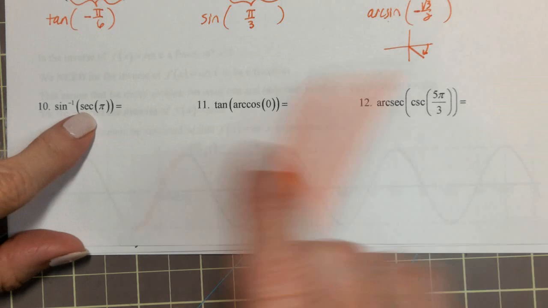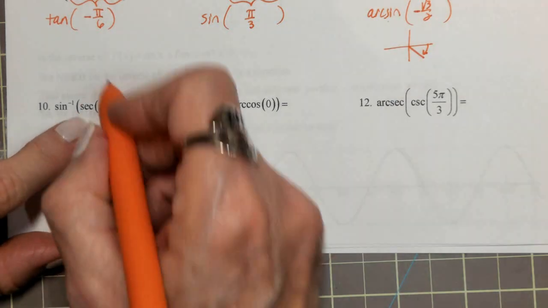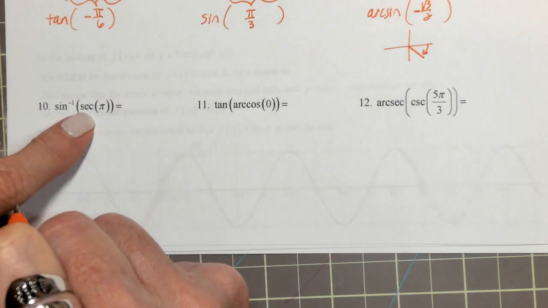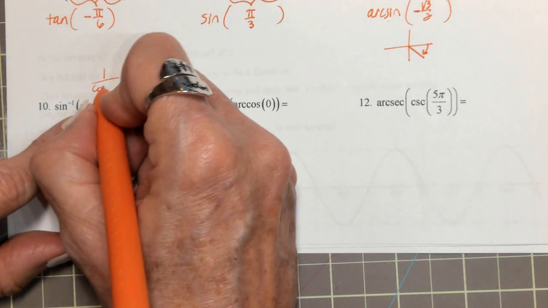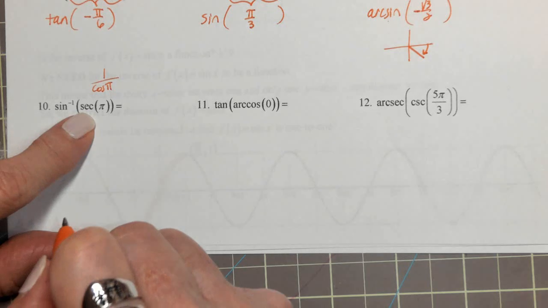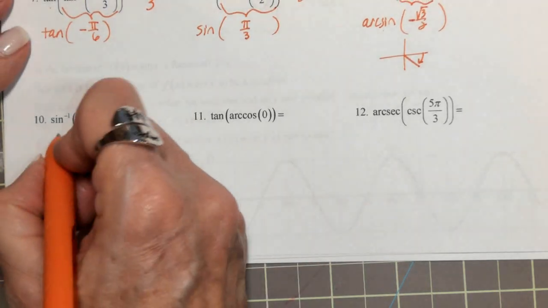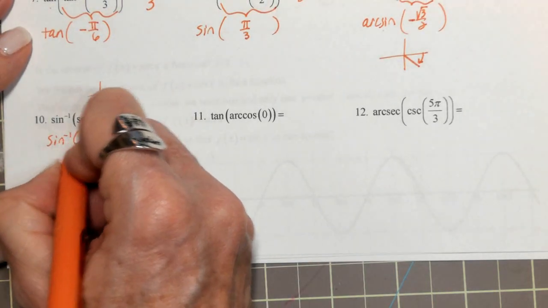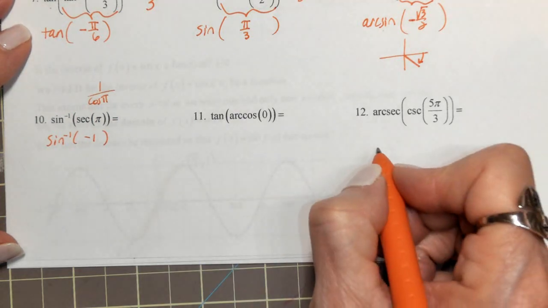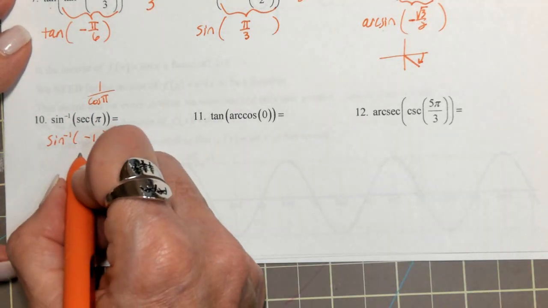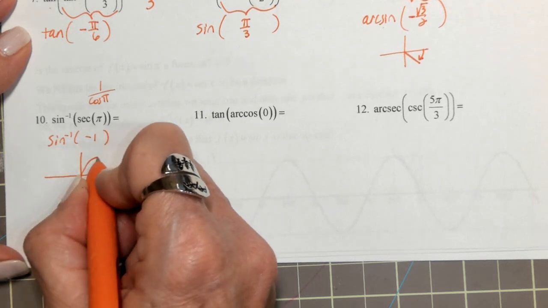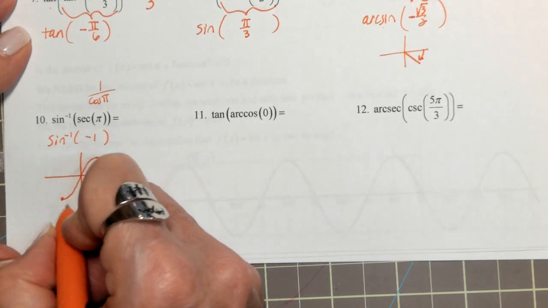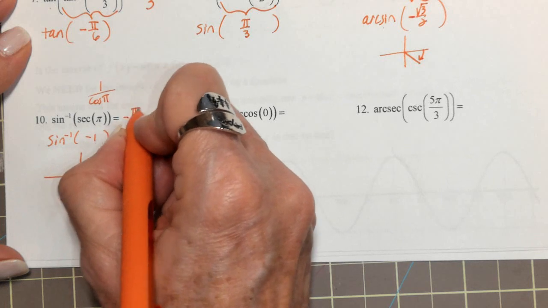Okay, what about secant of pi? Secant of pi. Okay, that is 1 over cosine of pi. Well, cosine of pi is negative 1, so secant of pi is negative 1. So we need sine inverse of a negative 1. In my mind, I think of the graph of sine, and it's negative 1 at negative pi over 2.